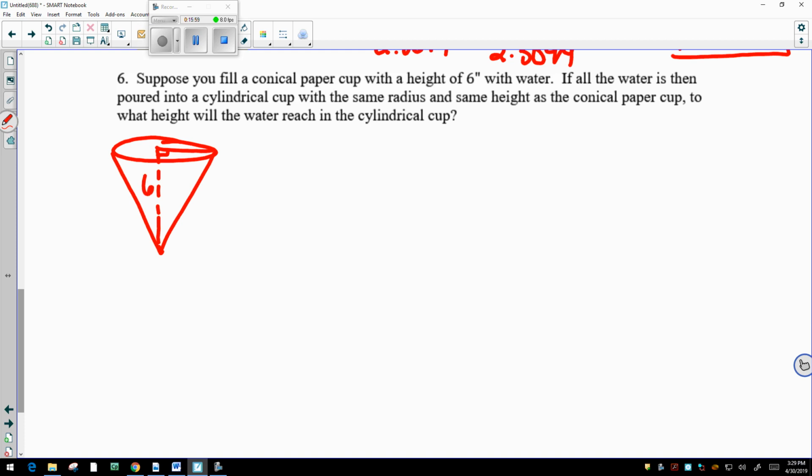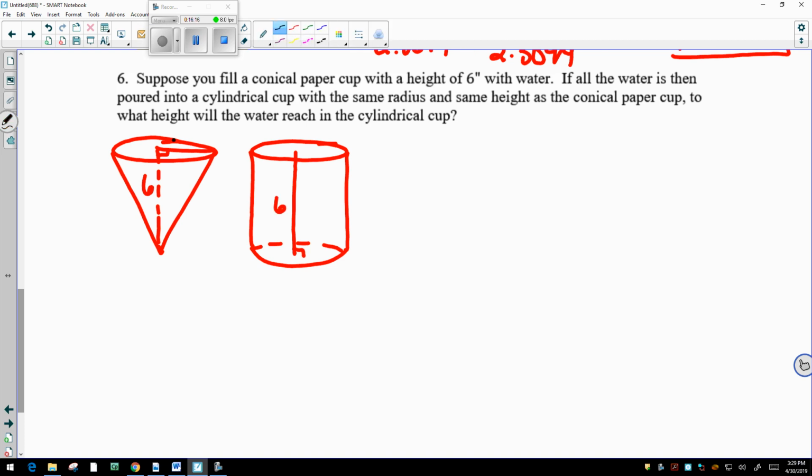And it says if all of the water is then poured into a cylindrical cup, so cylinder, so can idea, with the same radius and the same height. Okay, so that means the height here is, again, still going to be 6. And the radius, well, I don't know what the radius is back here, but whatever it is, it's got to be the same thing over here. And it says, to what height will the water reach in the cylindrical cup?